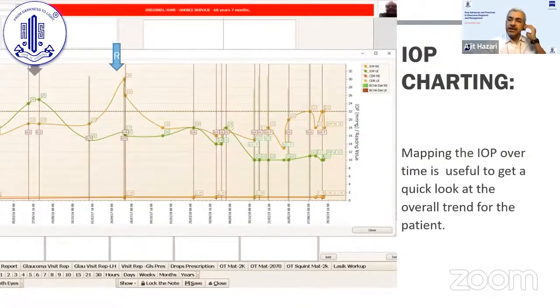Similarly, with IOP charting, if we are able to map the IOP over a period of time, it is useful to get a quick look at the overall trend for the patient, and we can pick up if the IOP has been increasing gradually over a period of time.